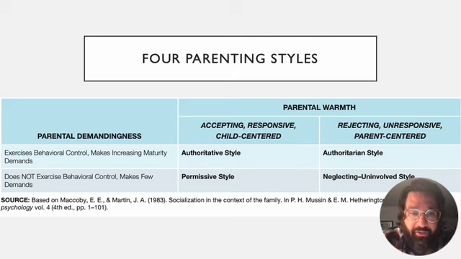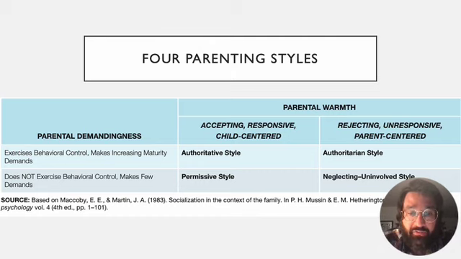So here we'll look at the 4 parenting styles. We have, again, the 2 dimensions of parental warmth and parental demandingness. Under the heading of parental warmth we have accepting, responsive, child-centered, versus lack of warmth: rejecting, unresponsive, parent-centered. And on the demandingness dimension, we have exercising behavioral control and making increasing maturity demands, and then not exercising behavioral control and making few demands. And we can see the 4 different styles that emerge from these 2 dimensions.